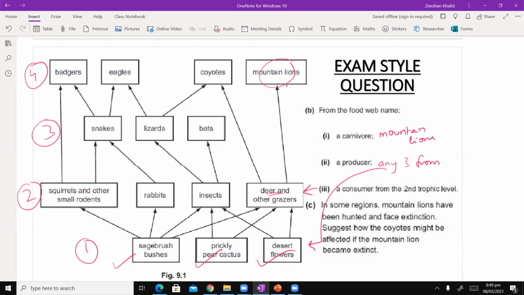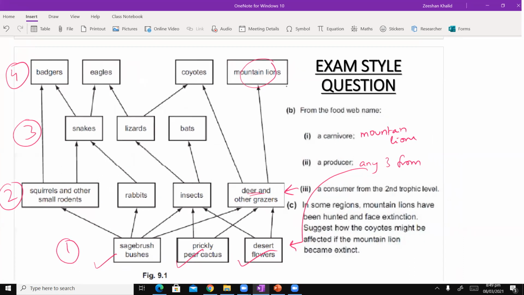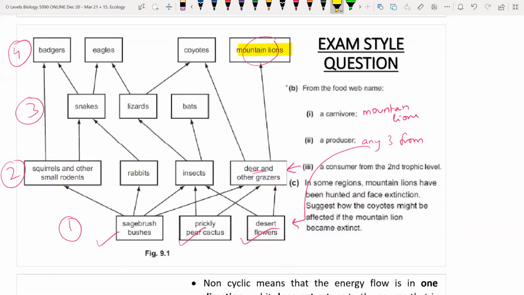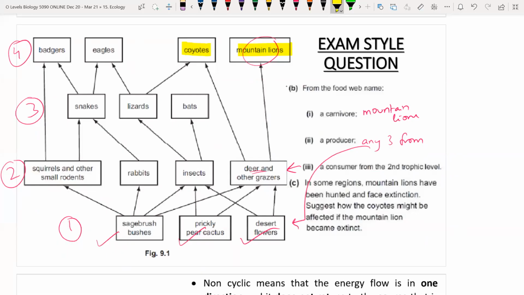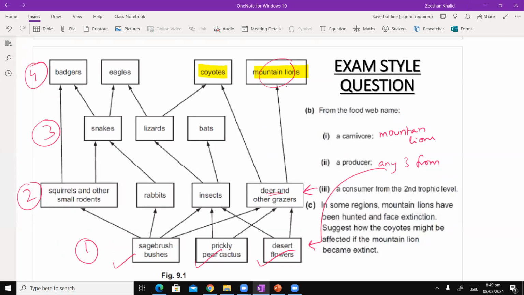C part, in some regions, mountain lions have been hunted and face extinction. Okay, so I'm highlighting the mountain lions, they become extinct. अब वो आपसे कह रहा है suggest how the coyotes might be affected if the mountain lions become extinct. So this effect has been asked for mountain lions if they get extinct. So बच्चों, think about this. What do you think will happen? I'm giving you a minute. Think about it and then tell me with the explanation what do you think will happen to the coyotes? Will they increase in number or will they decrease in number?